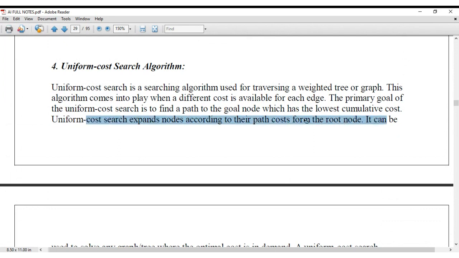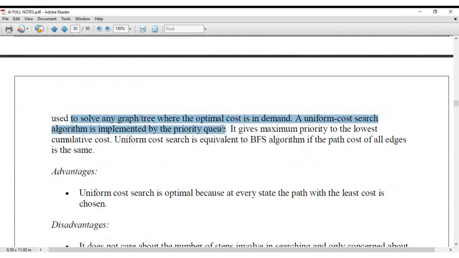It can be used to solve any graph or tree where the optimal cost is in demand. A uniform cost search algorithm is implemented by the priority queue. It gives maximum priority to the lowest cumulative cost. Uniform cost search is equivalent to breadth first if the path cost of all edges is the same.